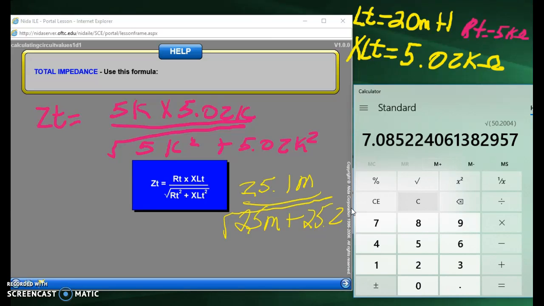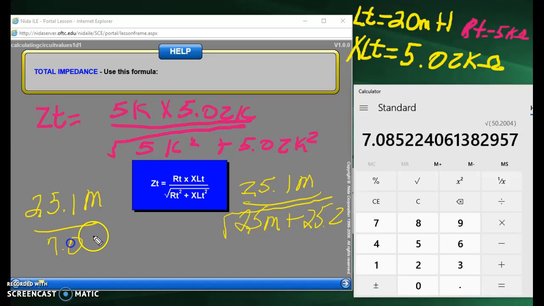So let's do that. So the square root of 50.02, which is these two added together, is 7.08. So I end up with 25.1 meg over 7.08. Now notice that originally we were in mega, but when we did the square root, we actually went down to K. And I'm going to show you that by showing you all the units total here.